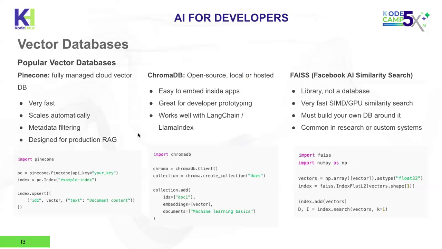So we have a bunch of popular vector databases that we can use. So we have Pinecone. Pinecone is a fully managed, cloud-based vector database, very fast. It scales automatically. It can filter metadata, so you can use metadata to filter what goes into it and what comes out. It's designed for production RAG, basically, for production retrieval augmented generation.